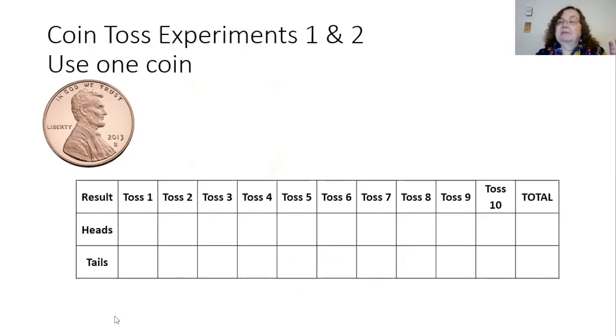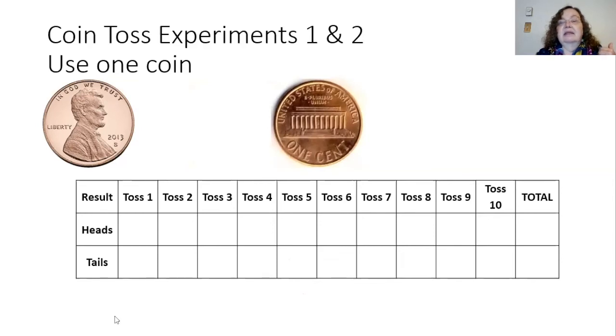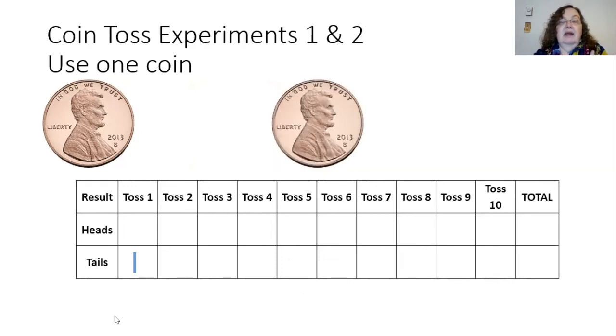So I'm just going to show you how to do the first part of the experiment. So here's my coin. I'm going to flip it and it is landing on a tail. So that's my first toss. So I'm going to write my 1 mark there under the first toss. Here's my second toss. I'm going to flip it and it's going to be a heads. And so I mark it like that. And I'm going to do that 10 times. And I'm going to total up how many times I landed on heads, how many times I landed on tails, and see, did it come out about even?